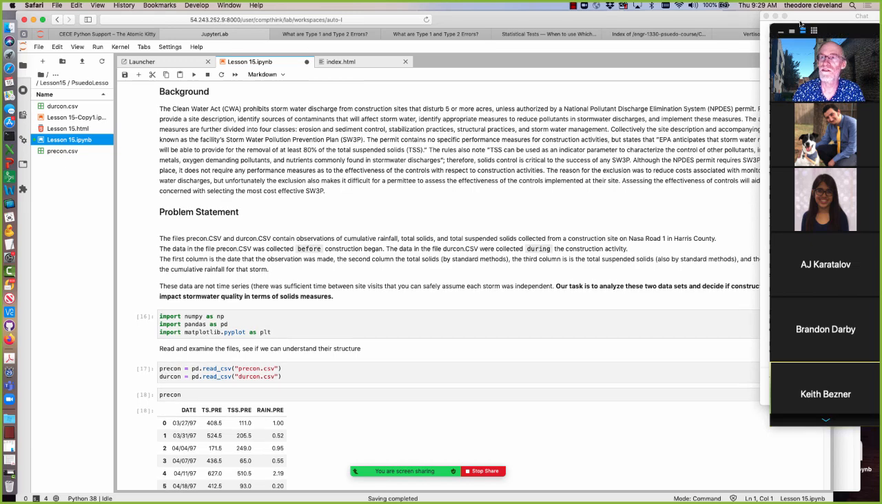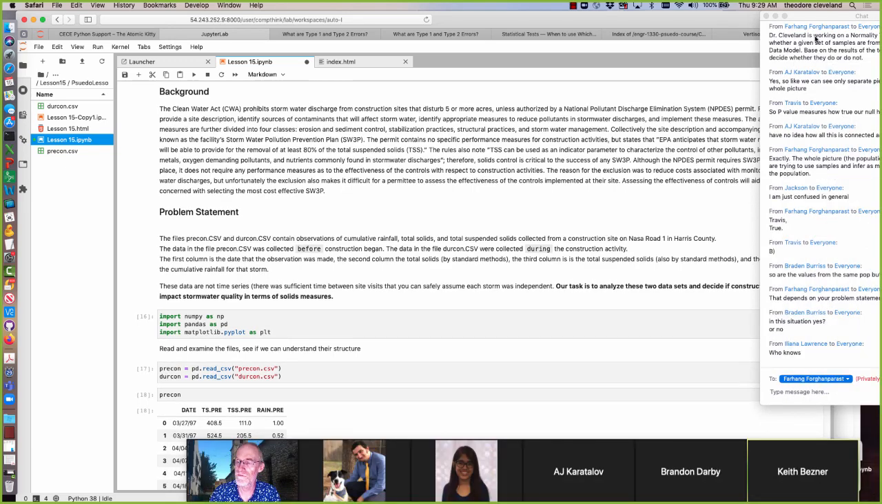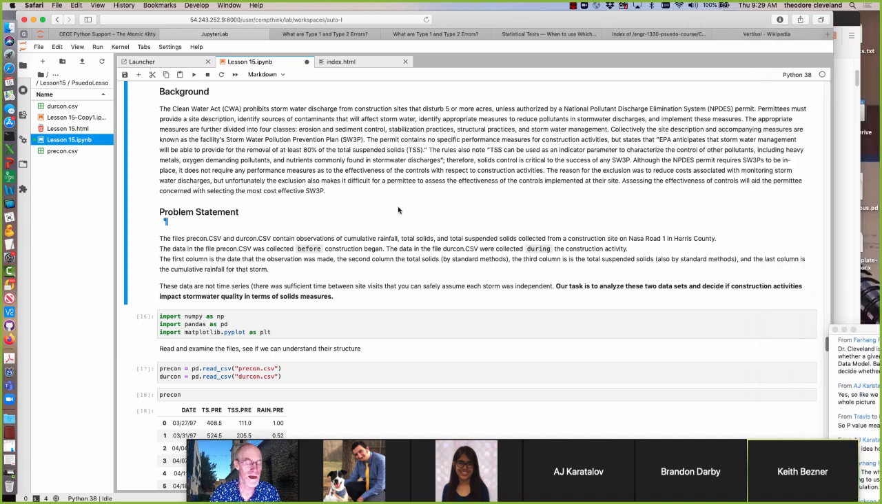So here's an example of some real data from a construction site, somewhere in the Houston area. The background, the reason we would do this, is that in this particular case, the Clean Water Act requires that stormwater discharge from construction sites that disturb, at the time, 5 or more acres, the law has been changed now to 1 acre, can't convey pollutants off-site.